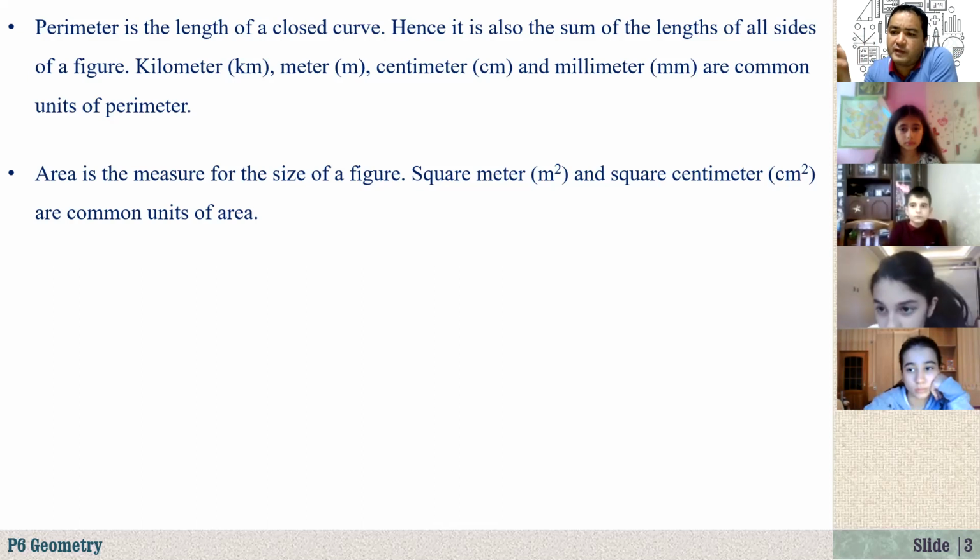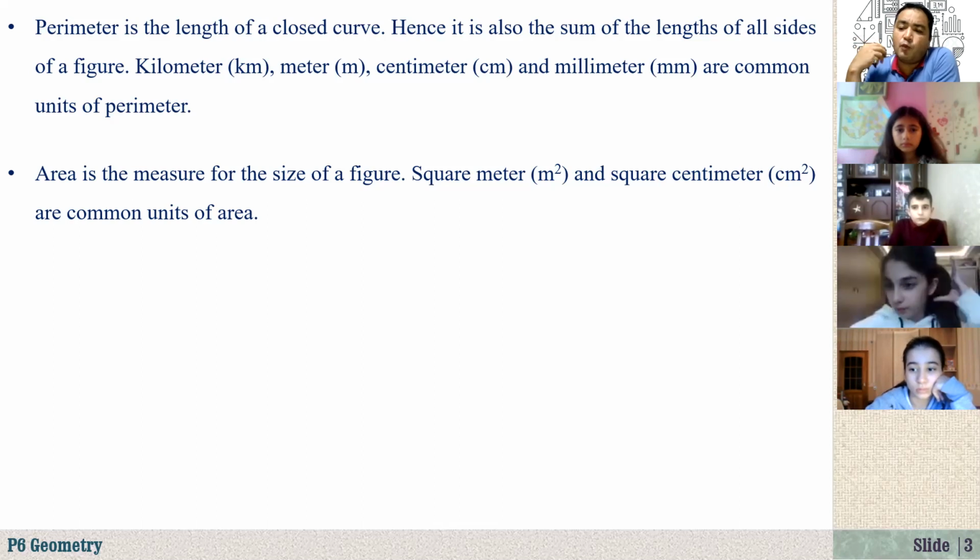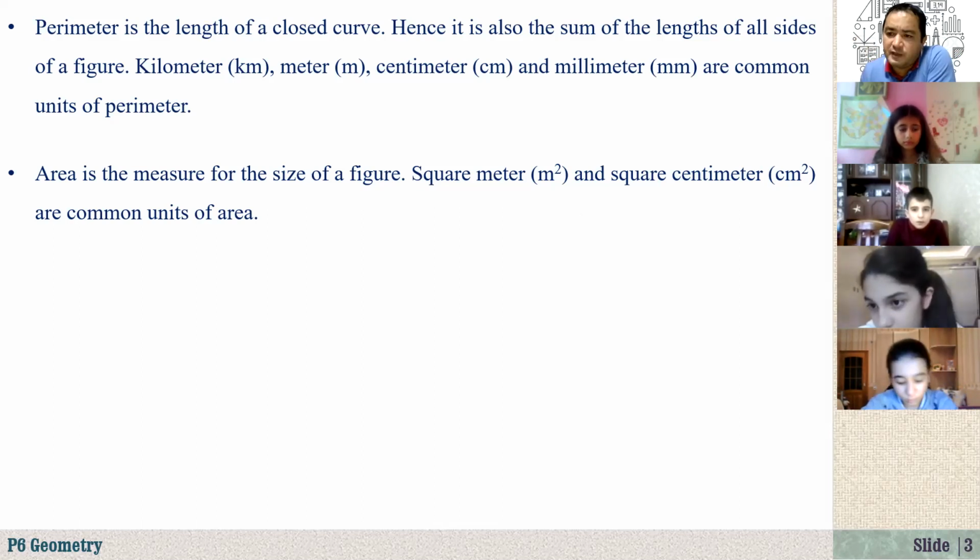And how about, for example, the perimeter of your house? Your house is quite big. At that time, we use meter. And for example, the perimeter of your book, the top, let's say it's a rectangle, we use centimeter. And how about kilometer? When do we use kilometer? For example, if you talk about the perimeter of Azerbaijan, it's a big country. At that time we use kilometer.